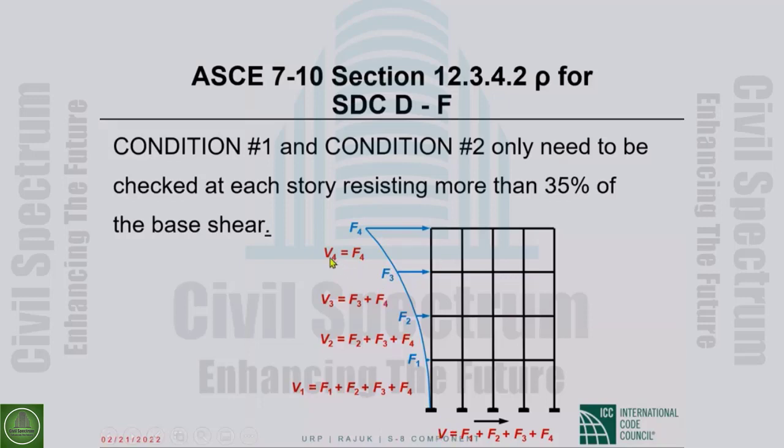Okay? Now, at this level, in level 4, the story shear is obviously no more than 35% of the base shear. So at the 4th level of this building, we do not have to check whether condition number 1 or condition number 2 is met. It is only in the lower stories that we will do that check.